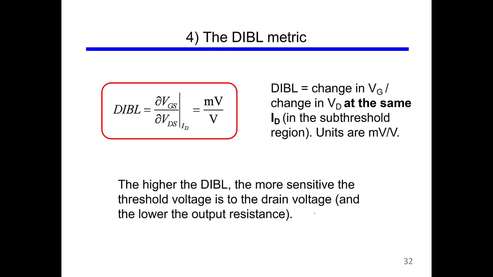Again, this is the formula for DIBL. It is basically the change in VGS by the change in VDS at a fixed current. If DIBL is higher, it means the threshold voltage is more sensitive to drain voltage, so the sensitivity of VT also increases, and this also implies that the output resistance is low. Ideally the output resistance should be infinite, but if DIBL is higher, R0 is low.